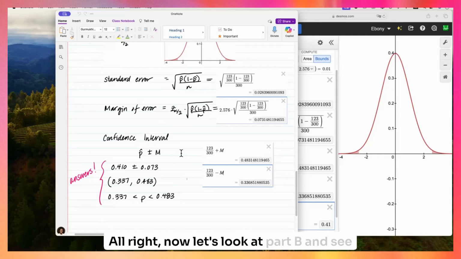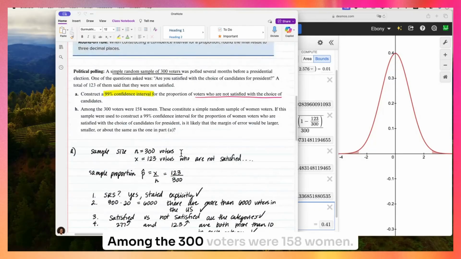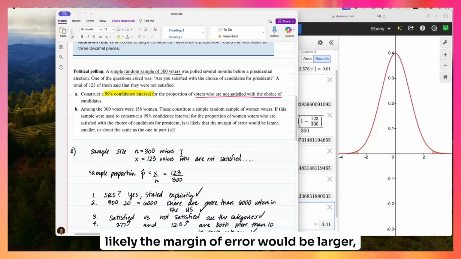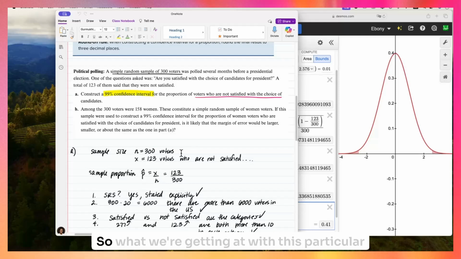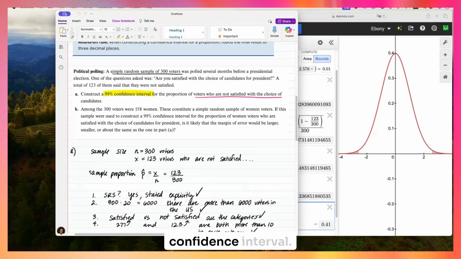All right, now let's look at part B and see what it is asking. Among the 300 voters were 158 women. These constitute a simple random sample of women voters. If this sample were used to construct a 99% confidence interval for the proportion of women voters who are satisfied with the choice of candidates for president, it is likely the margin of error would be larger, smaller, or about the same as the one in part A. So what we're getting at with this particular question is how sample size affects the confidence interval.